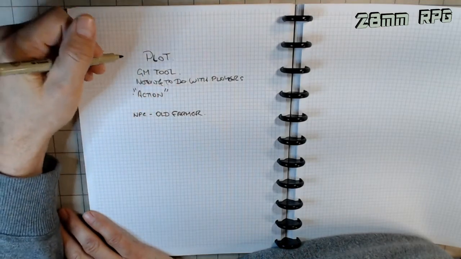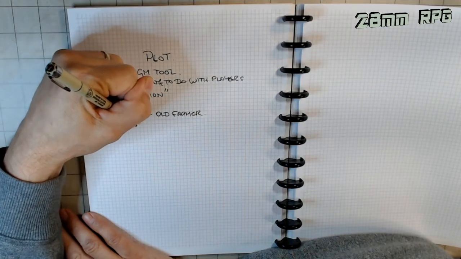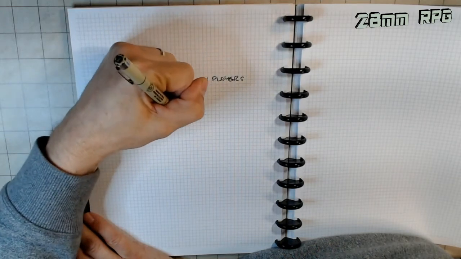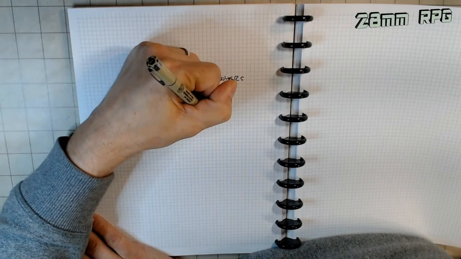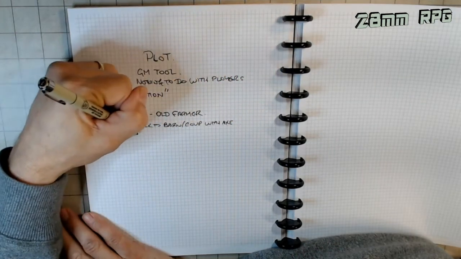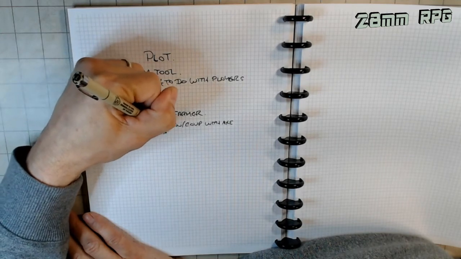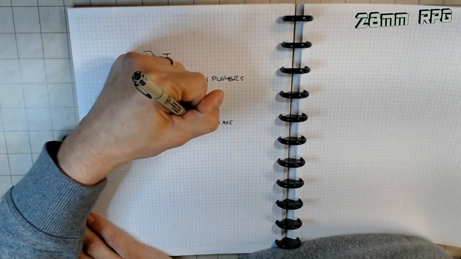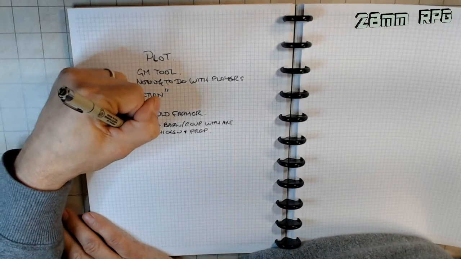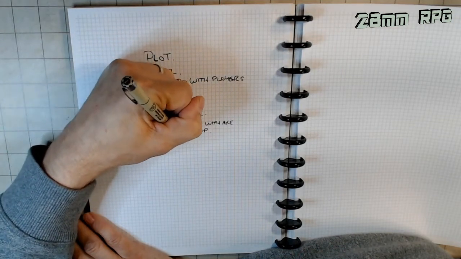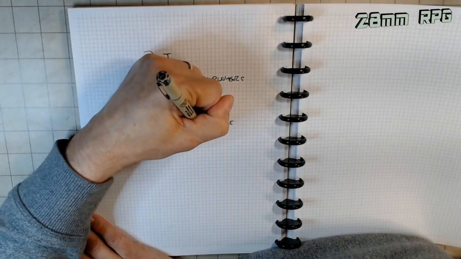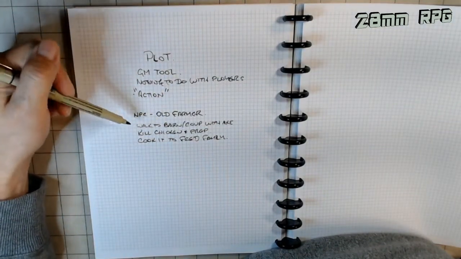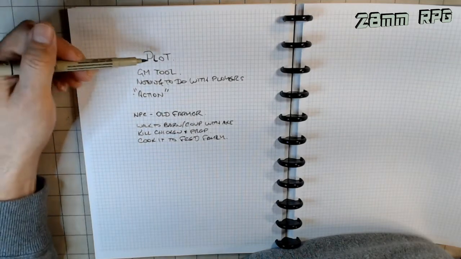So, walk to barn or coop, with axe. Kill chicken and prep. Cook it to feed family. Alrighty, so you may look at this as just a bunch of actions, but it is a plot.